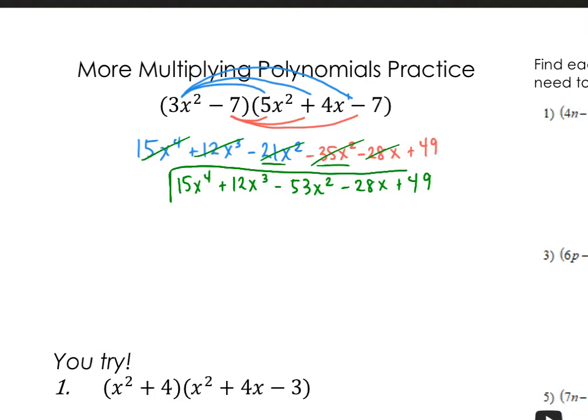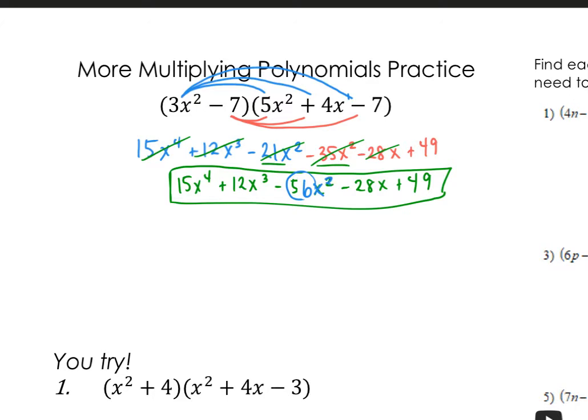So using distributive property, that's one way you can multiply polynomials. Sorry, I just realized I did this one wrong and don't feel like going back and re-recording. This shouldn't be negative 53, that should be negative 56. So this should actually be negative 56x squared.